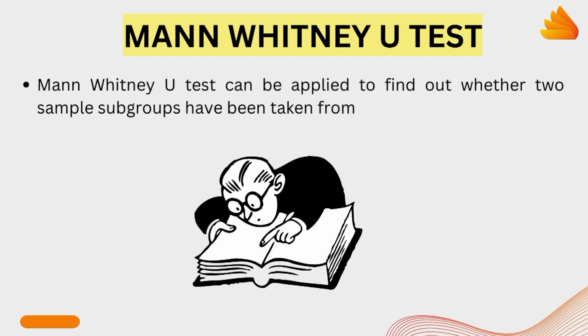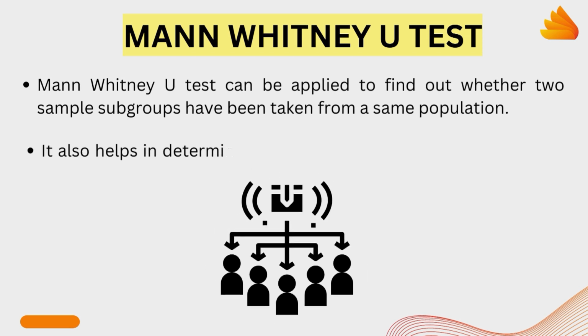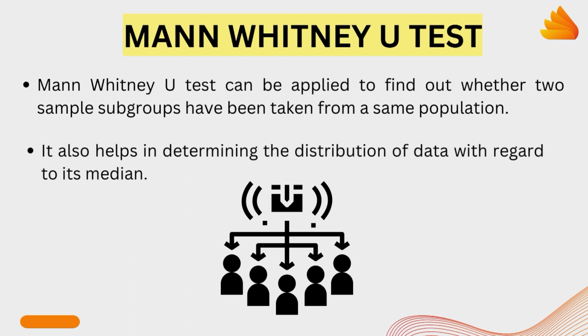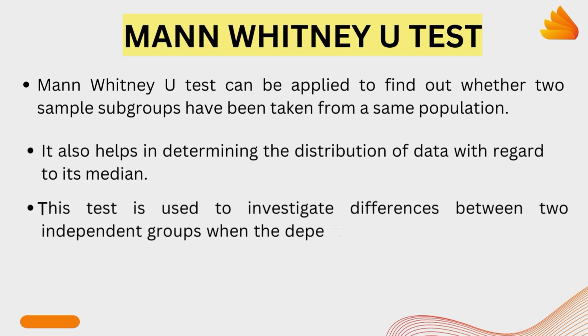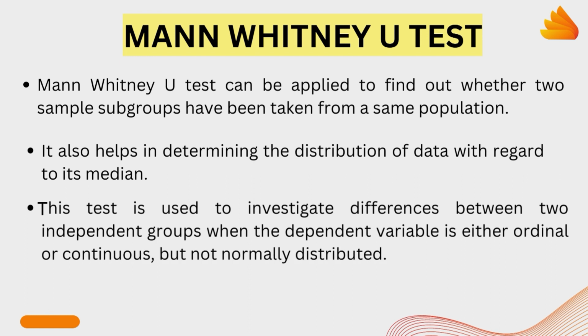The Mann-Whitney U-test can be applied to find out whether two sample subgroups have been taken from the same population. It also helps in determining the distribution of data with regards to its median. So this test is used to investigate differences between two independent groups when the dependent variable is either ordinal or continuous, but not normally distributed.